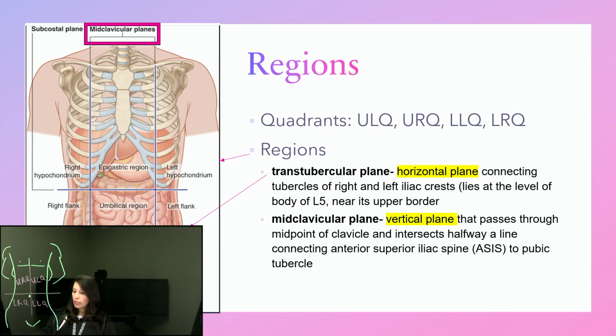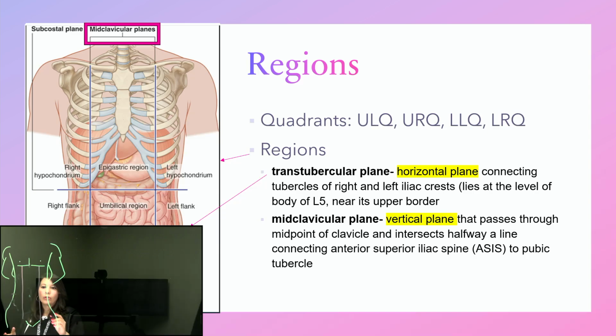Similarly, you can be a little bit more specific, and instead of using quadrants, you can use what we call the regions. Those are a total of 9 regions, based on a couple of lines. We're going to have two midclavicular lines or planes, which are two vertical planes that pass through the midpoint of the clavicle and intersect inferiorly with the anterior superior iliac spine, or ASIS, to the pubic tubercle.